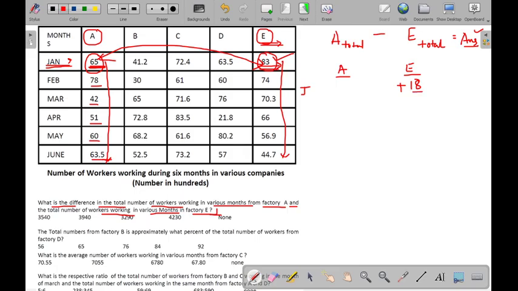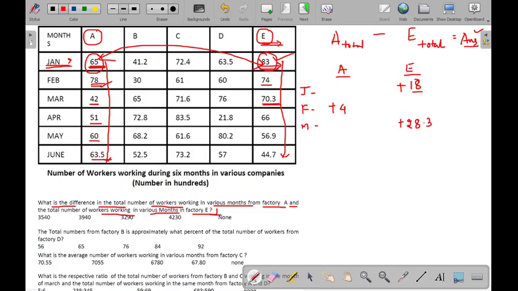Now let's come to Feb. In the month of Feb, company A is 78, company E is 74. So company A is ahead by how much? Plus 4. Let's go to the month of March. Company A is 42, company E is 70.3. Clearly company E is more. By how much? Plus 20.3.